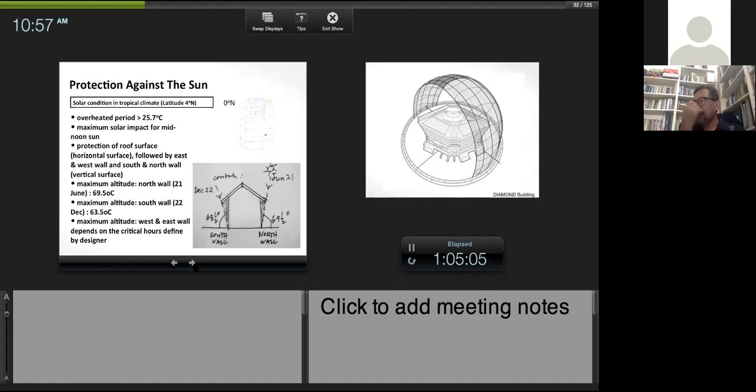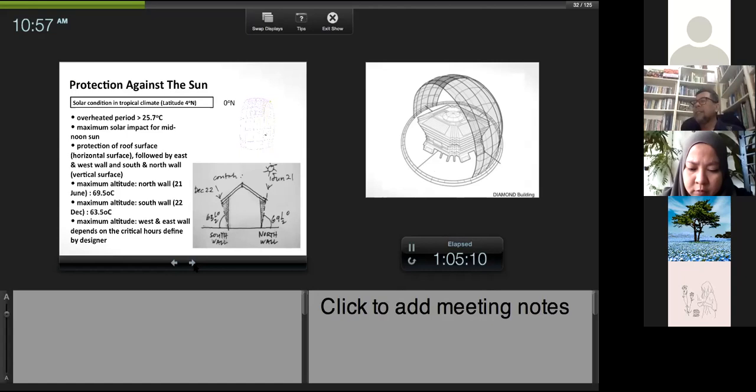Ini south north. North south punya section. Boleh faham tak ini? So sebab itulah south, sebab bangunan anda ni lebih kurang 6 degrees north of Khatulistiwa. Jadi dia punya angle tu 63.5 degree angle matahari pada bulan Disember, which is south facing.